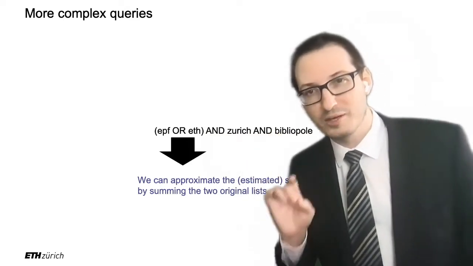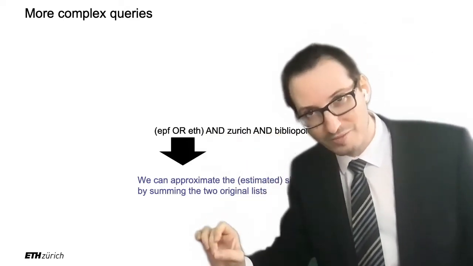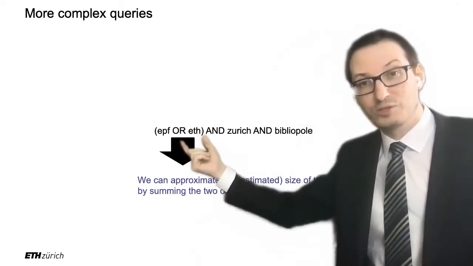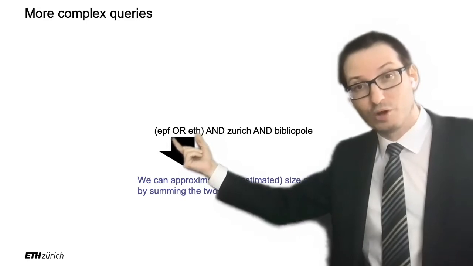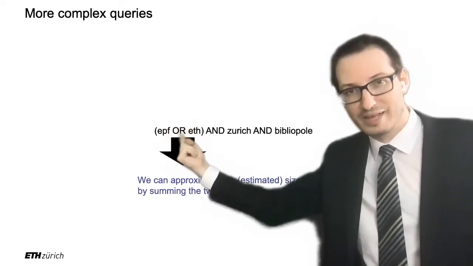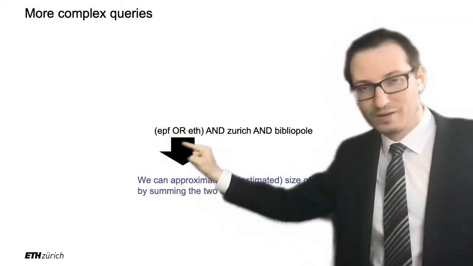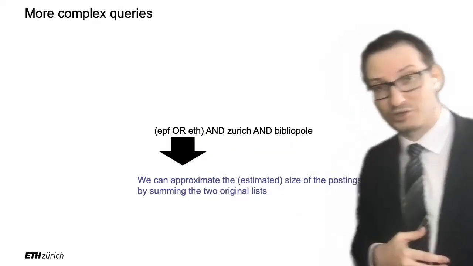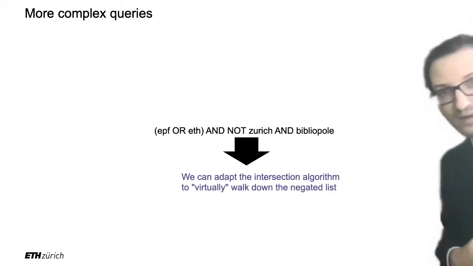This is called, I think, the conjunctive normal form. You've done that in the logic lectures. And when you have it in conjunctive normal form, then you can just estimate by adding the sizes of what is in the ORs, and then sort from smaller to larger, right? And then that's it.